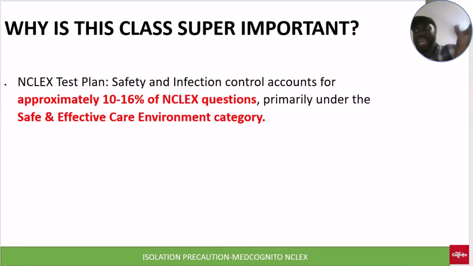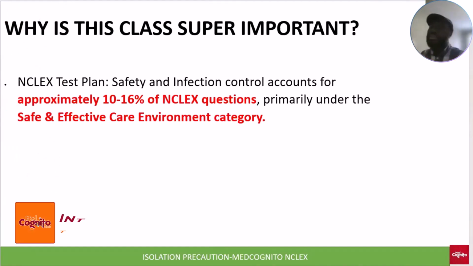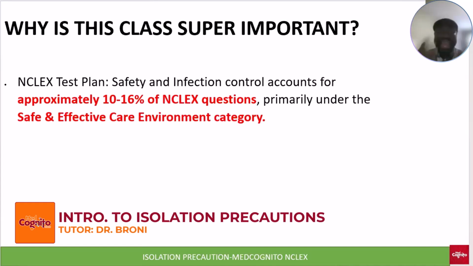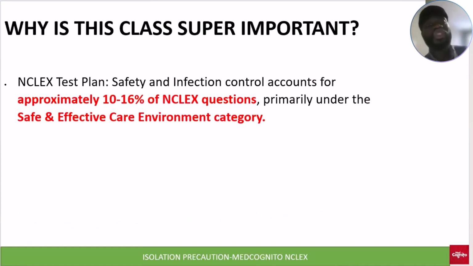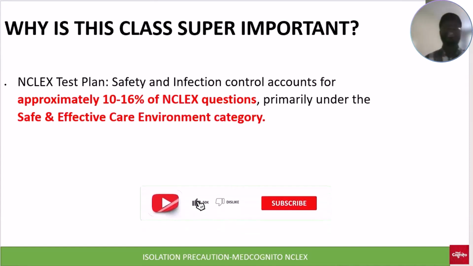And why is this class important today? This particular class we're going to do, why is it important? You realize that isolation precautions fall under safety and infection control, and this accounts for about 10 to 16% of the cases you will meet on the actual NCLEX exam. So that means 1 out of every 10 questions you will meet will focus on safety and infection control. And that is why it is important that you take time to appreciate this particular topic.